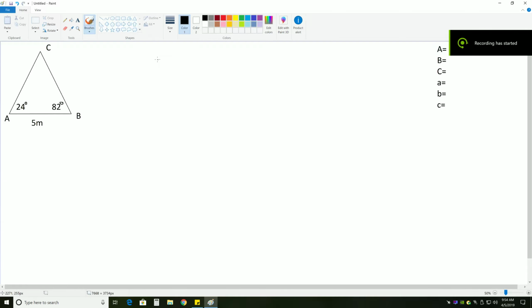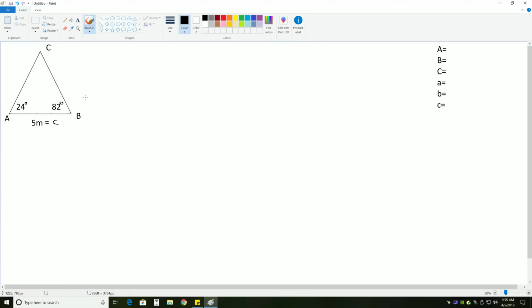In this problem, we're going to be solving the following ABC triangle. And we're doing it given the information that A is 24 degrees, angle B is 82 degrees, and side C, because it is the side opposite angle C, is equal to 5 meters.